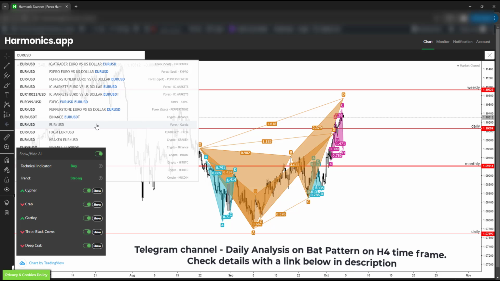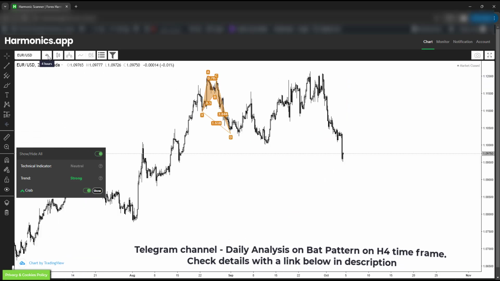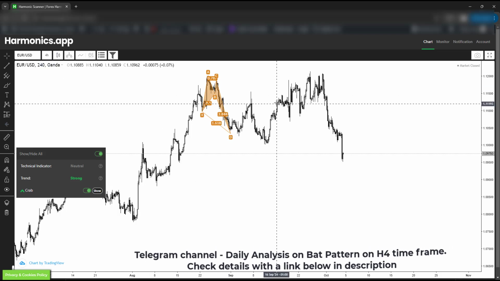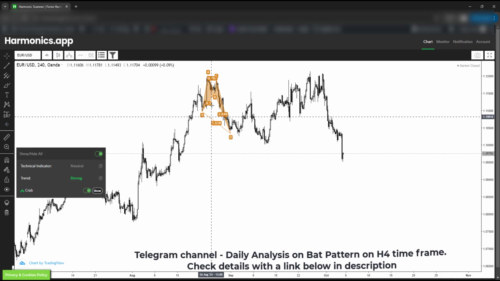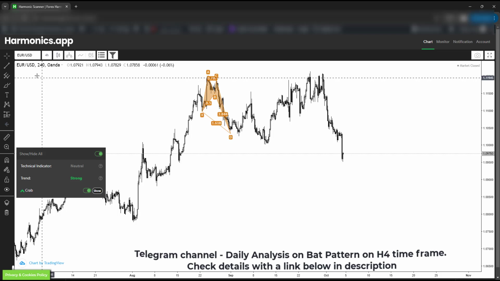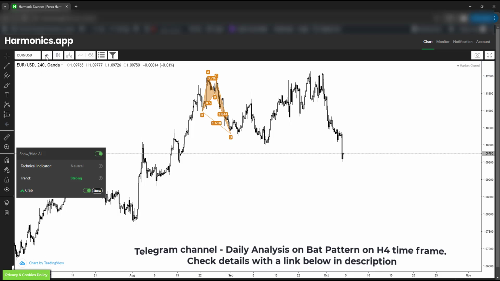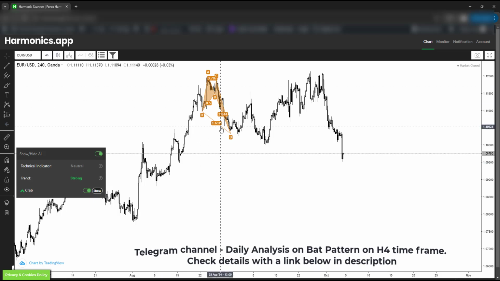For example, I will use Oanda, and then you can select which time frame you would like to use. Whichever time frame you select, the Harmonic SAP scanner will show you all the available patterns on that time frame for that symbol. So in this case, for EUR/USD on the 4-hour time frame, we have only a bullish crab pattern formed right here.